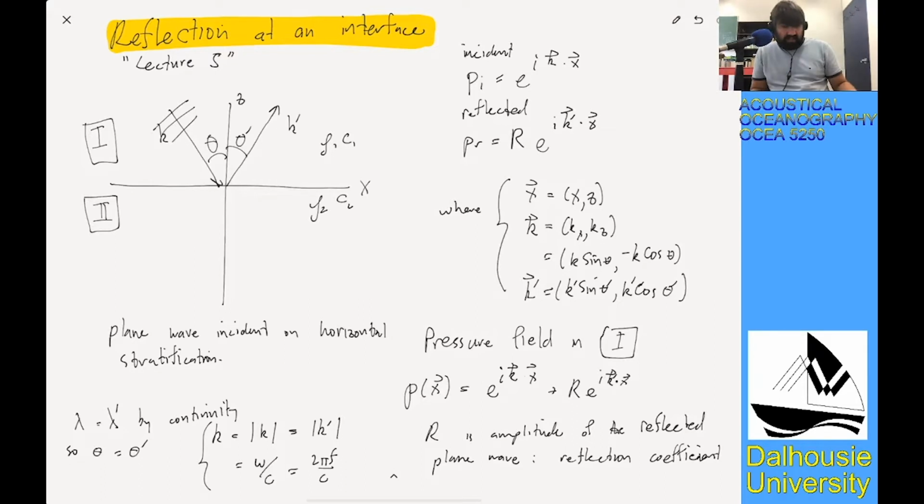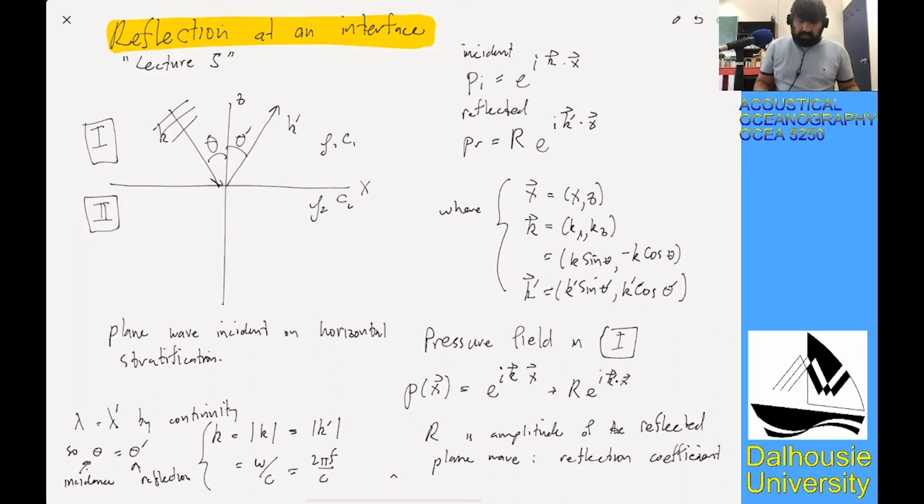Okay, this is a classic thing we know about optics as well, so it's very intuitive. This is the angle of incidence. This is the angle of reflection, and they must be the same.